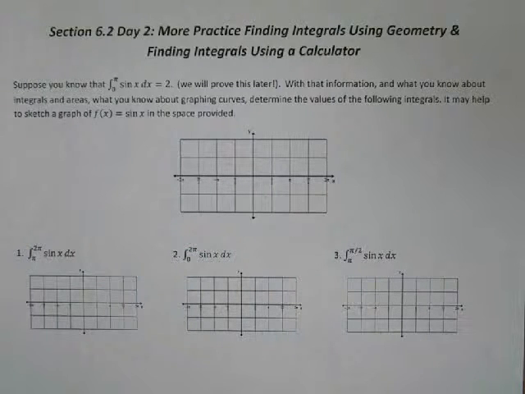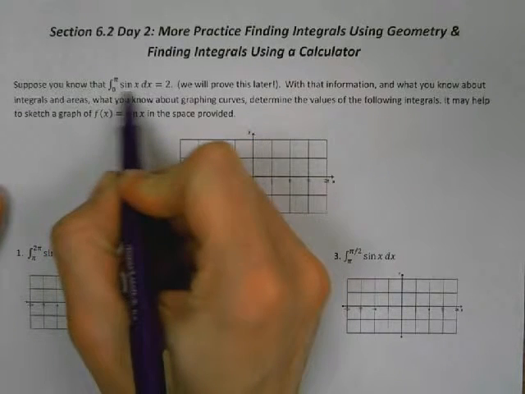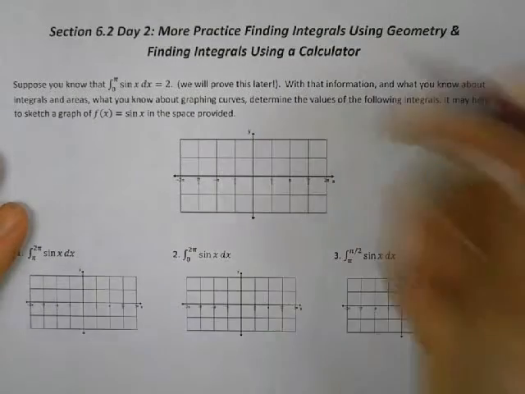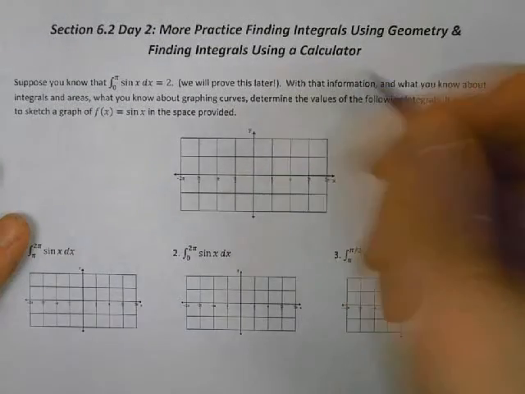And so with that information, what we know about integrals and areas, what we know about graphing curves, we're going to determine the values of all of these following integrals on the page. And we're going to sketch a graph each time just to see what's going on at each step. So the first thing I'm going to do is graph this portion of the sine curve from 0 to pi. So hopefully this should be a quick, easy exercise.